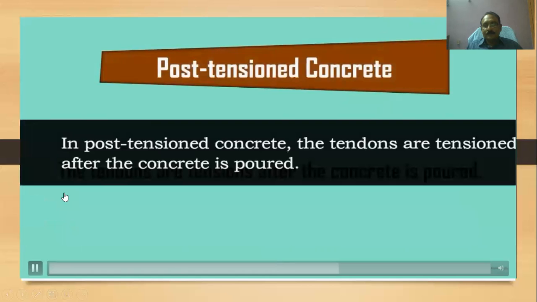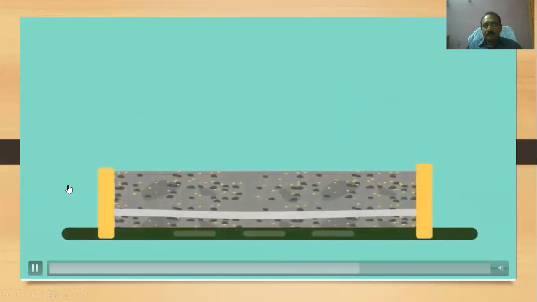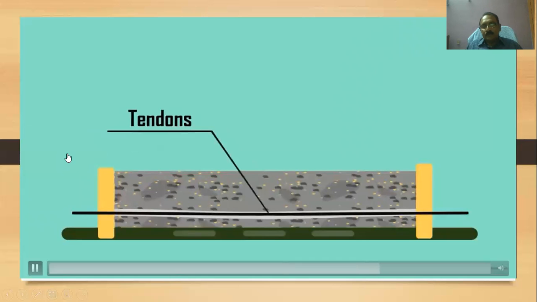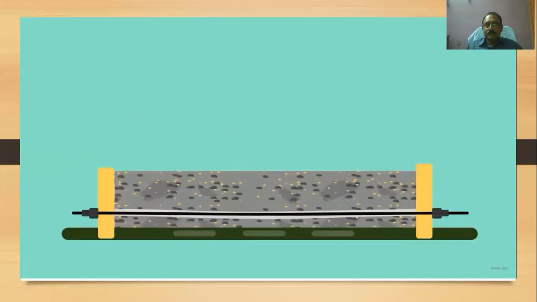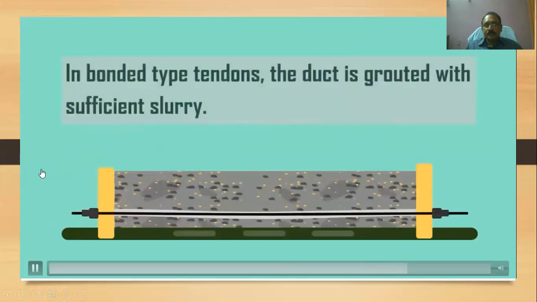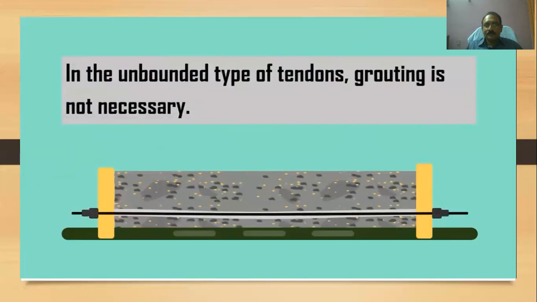Post-tensioned concrete. In post-tensioned concrete, the tendons are tensioned after the concrete is poured. Initially, the concrete is cast around the sheathing. The ducts are formed in concrete in which tendons are placed. After the concrete is hardened, the tendons are tensioned by hydraulic jacks and anchored. In case of bonded type tendons, the duct is grouted with sufficient slurry. In the unbounded type of tendons, grouting is not necessary.